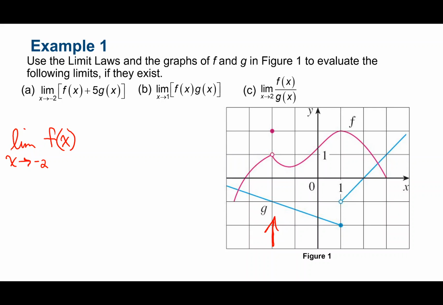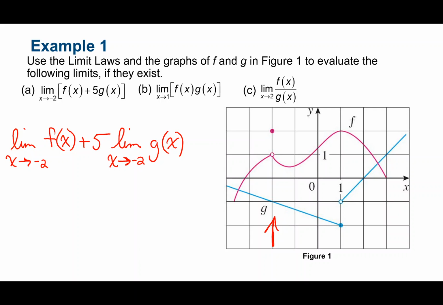the limit of f of x plus 5 times the limit as x approaches -2 of g of x. What our properties let us do: we can split apart the addition. And then on this one, we use that constant factor. I did bring the 5 out front.